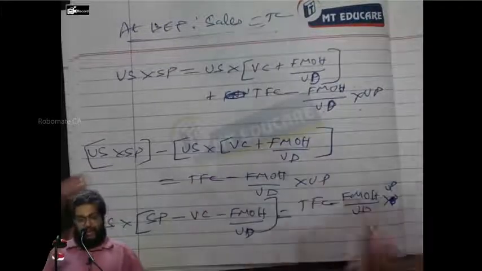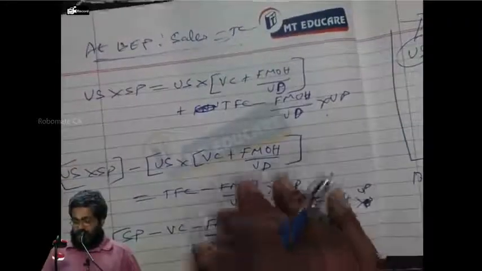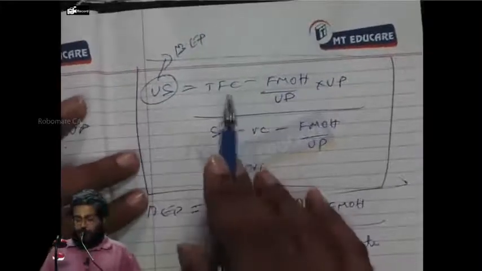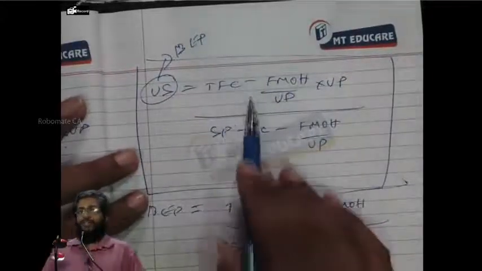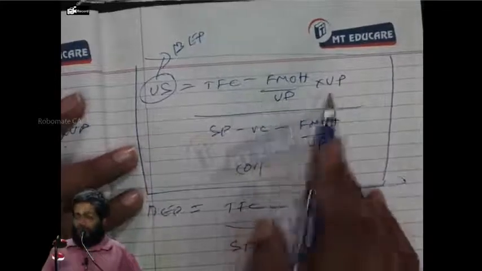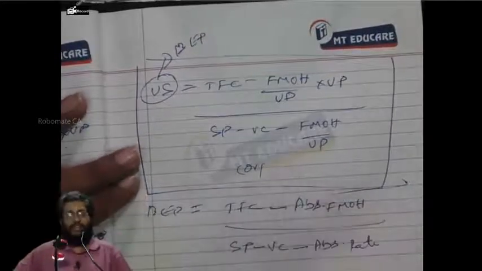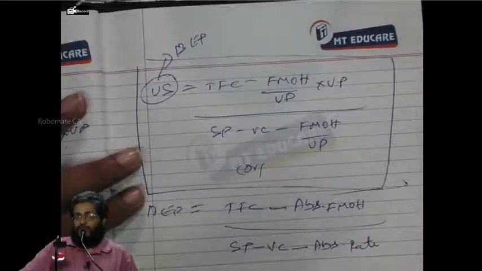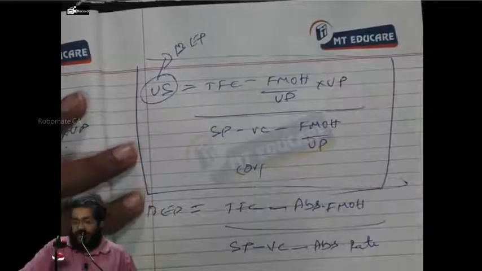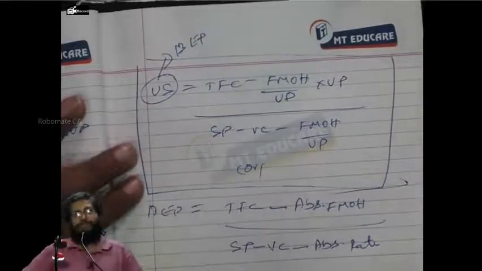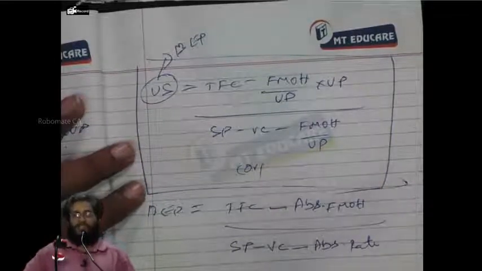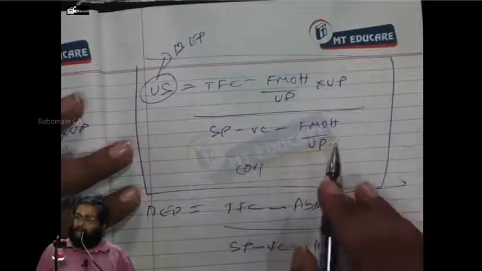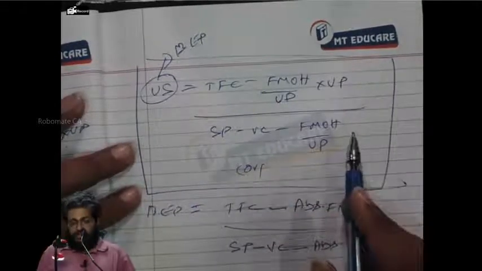Writing along with me or not? Now, last step. Unit sold is equal to, what do we call it? Break-even point. Unit sold is equal to total fixed cost minus FMOH by UD into UP, divided by selling price minus variable cost minus FMOH by UD.